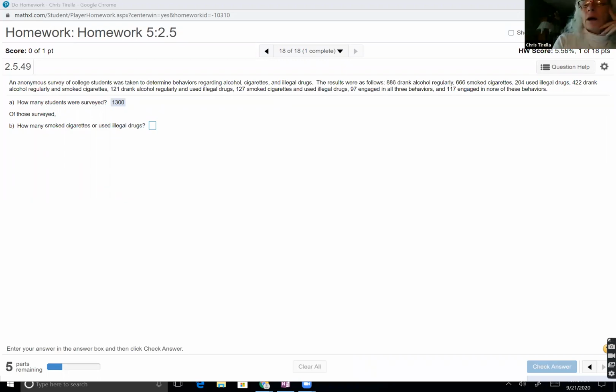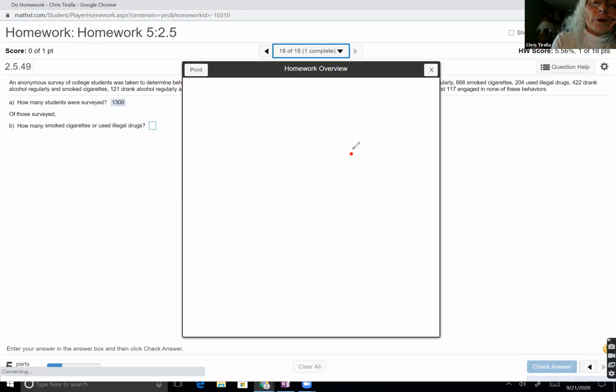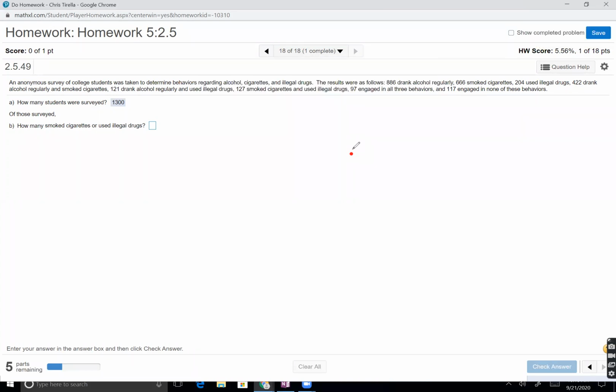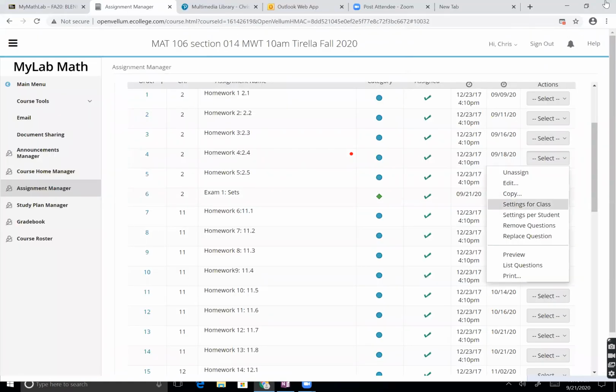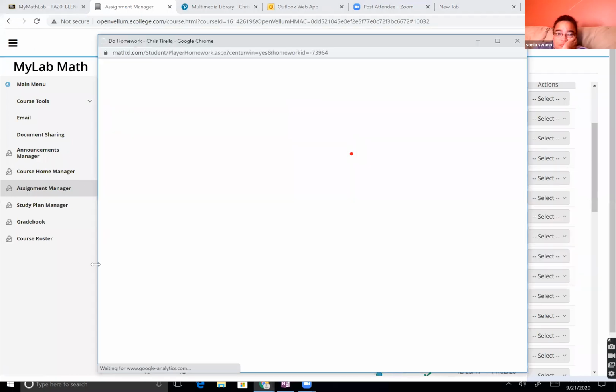Can we go over question 2 before we exit out of homework, though? Sure. What homework do you want to look at? I believe it was homework 4. Homework 4, okay. And then it's like question 2. It's coming.